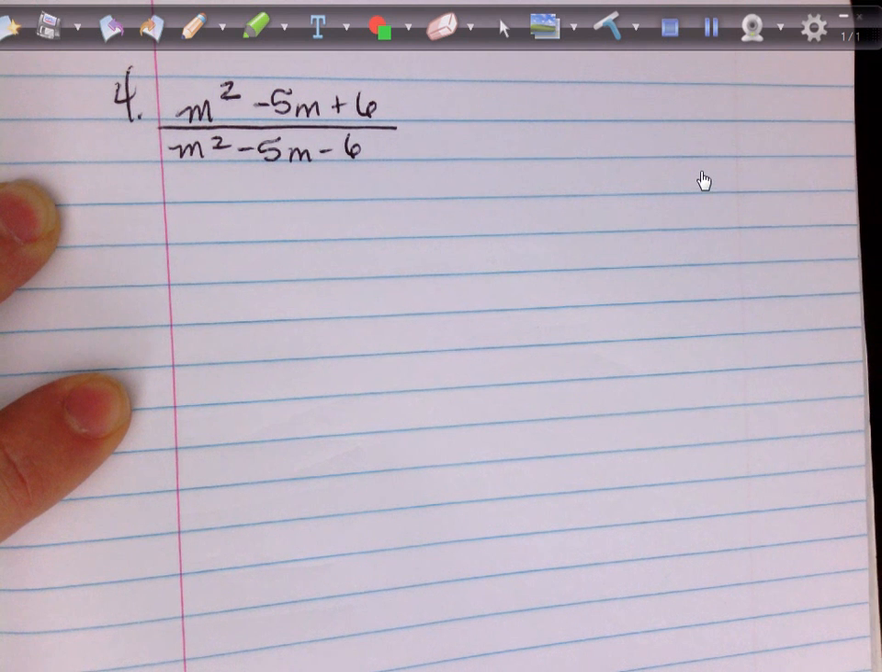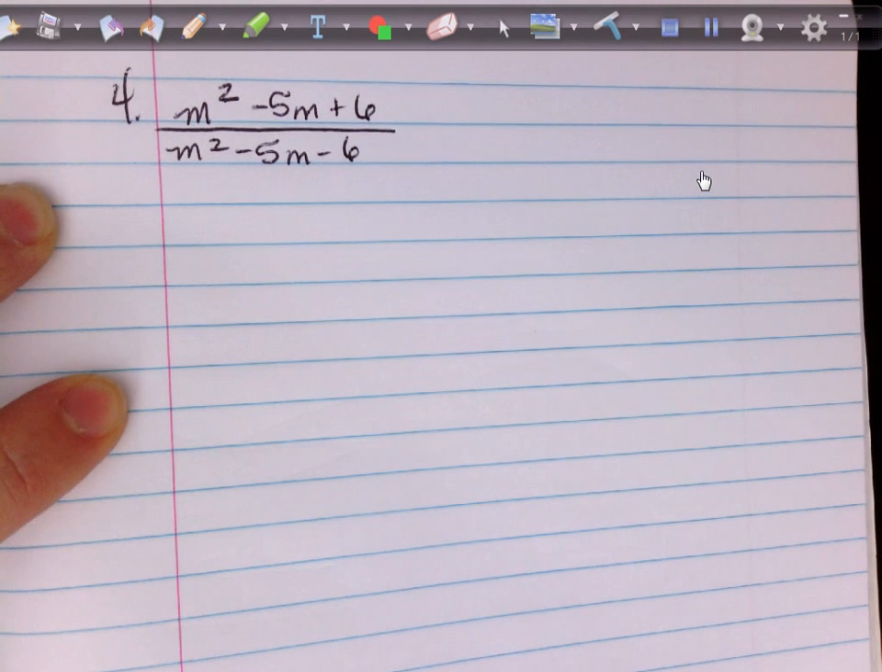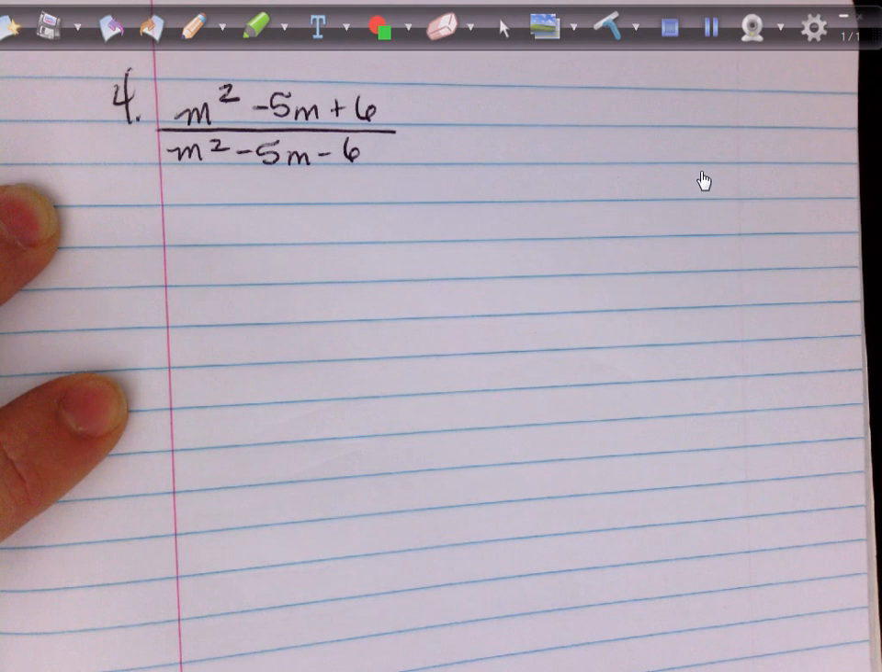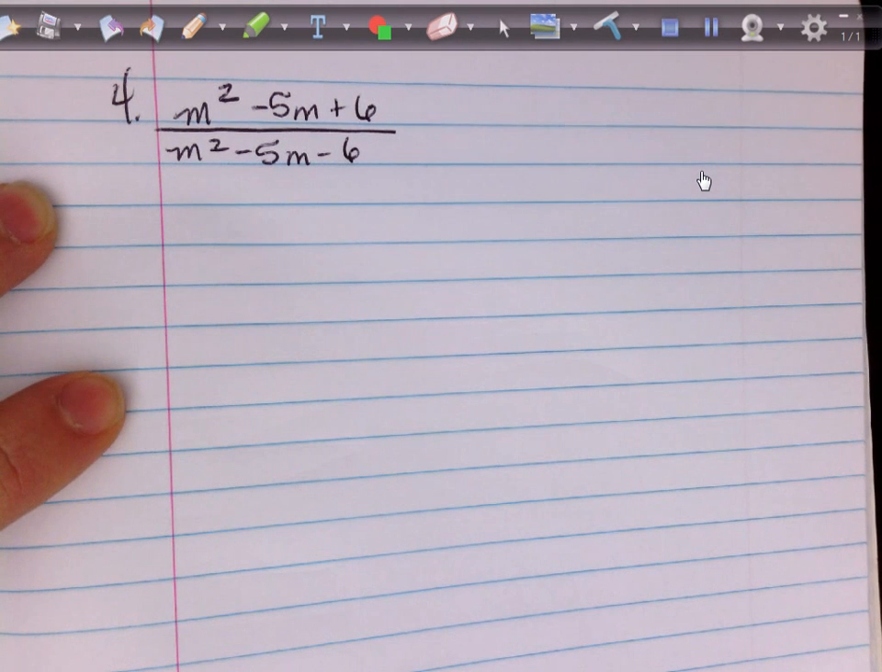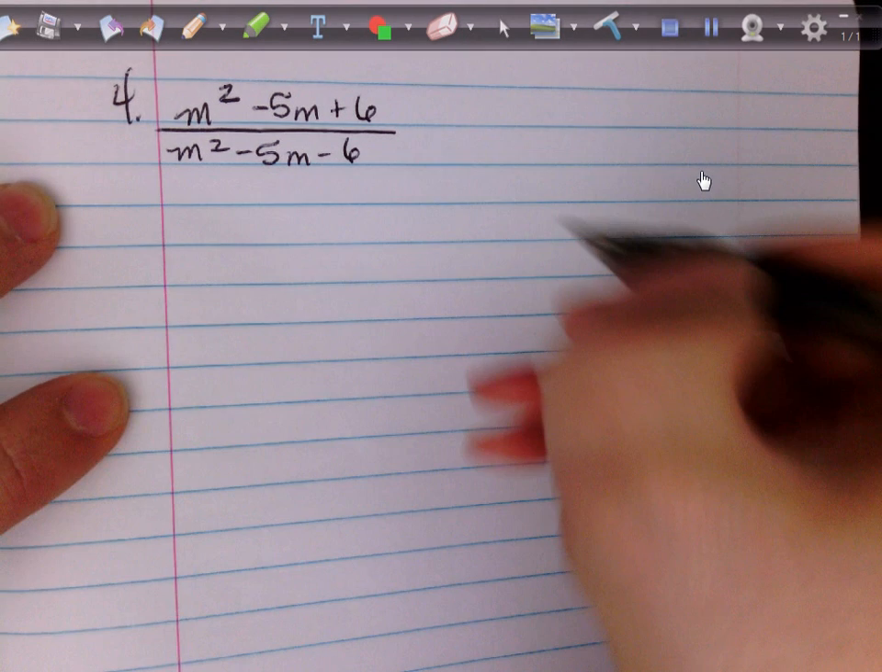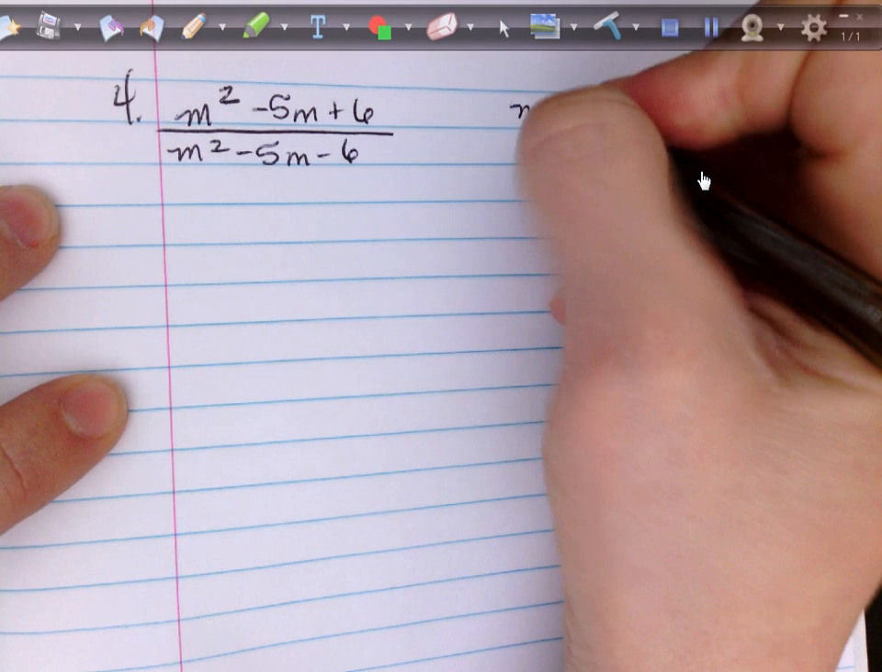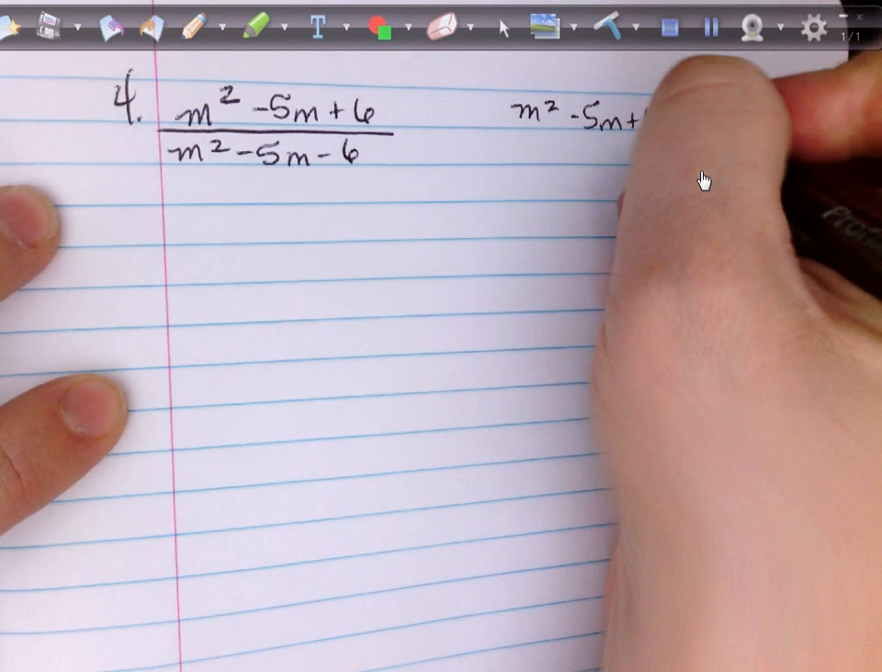All right, go ahead and get down number 4. It's m squared minus 5m plus 6 over m squared minus 5m minus 6. So the first thing we're going to do is factor the numerator, m squared minus 5m plus 6.